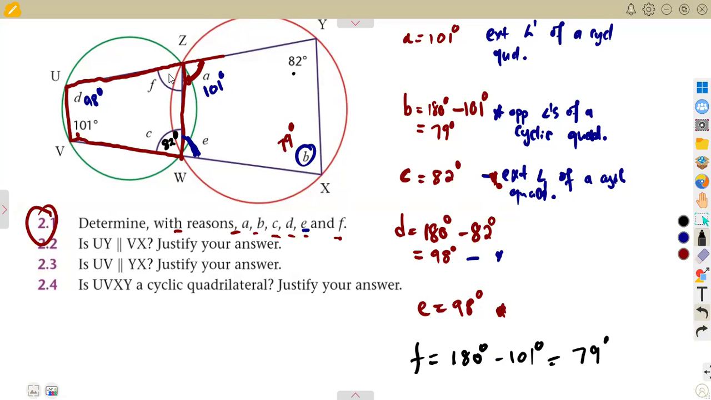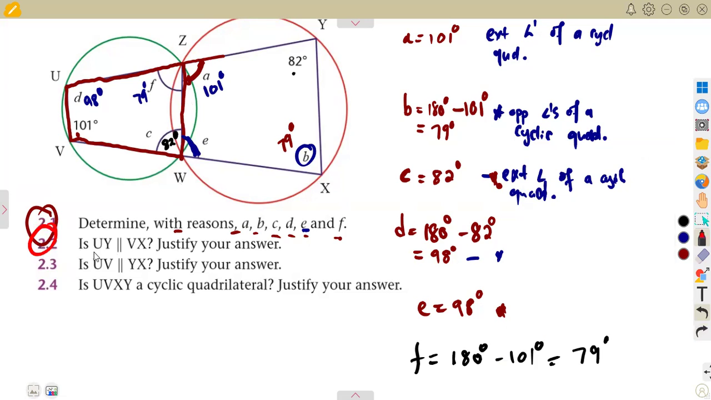So you can use exterior angle equal to the opposite interior. You can use opposite angles of a cyclic quad are supplementary. You can use angles on a straight line add up to 180 degrees. I do not know which reason you were going to use, depending on the part that you have taken. But that was going to be 79 degrees. So as you can see, we have filled in everything in that case. All right, so let us see the other part of our question.